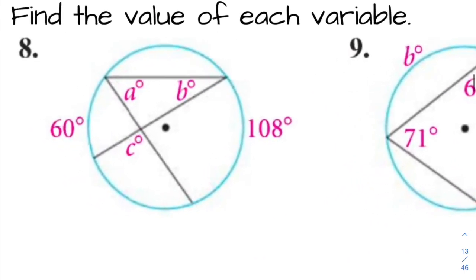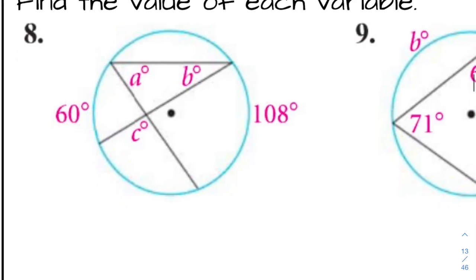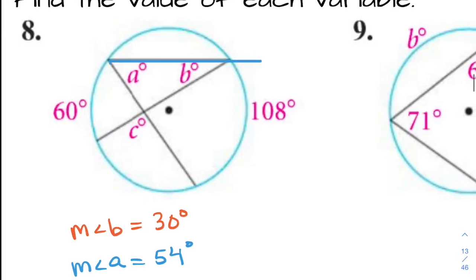Oh, this one right here, number 8. Sometimes students struggle with this one. So B, the measure of angle B is going to be equal to 30 degrees because it's going to be half of the 60-degree arc it intercepts. And then the measure of angle A is going to be equal to 54 degrees. The reason being, again, it's half of what it intercepts. So here's A, it intercepts that arc. Then here's B, it intercepts this arc.